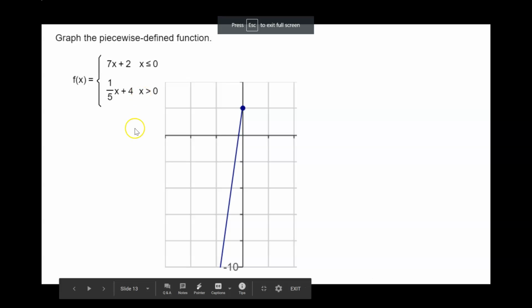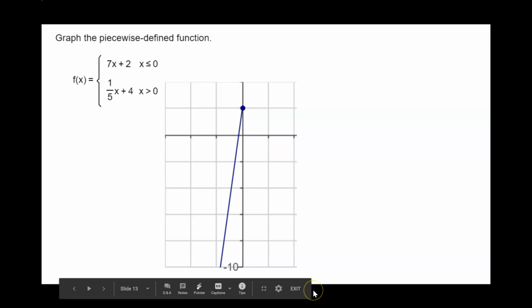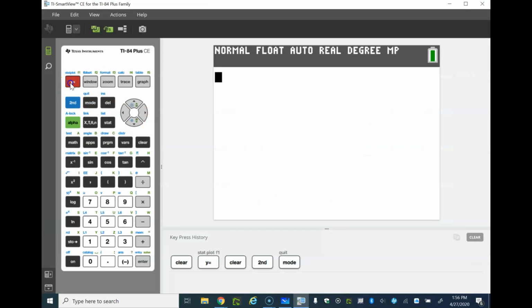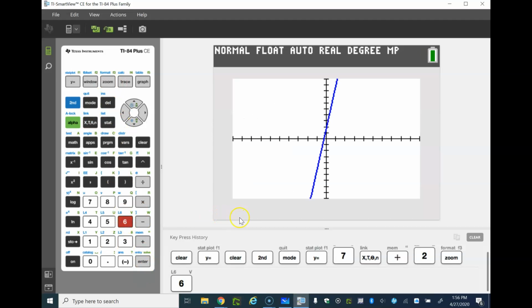So the first thing we want to do when trying to identify, because you're going to be given some pictures and we need to figure out how this piecewise function is going to look and choose A, B, C, or D, is put the first equation into our calculator and see what it looks like. So let's do that real quick. So 7x plus 2. And we're going to hit zoom 6.